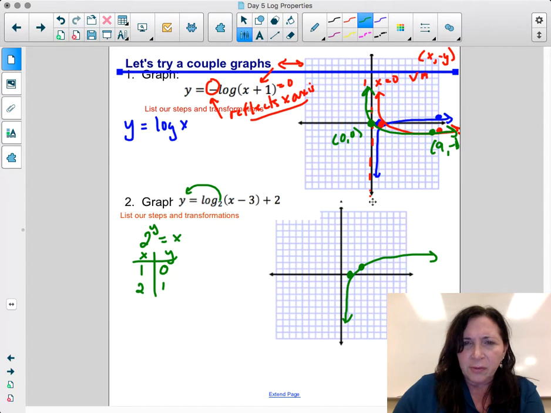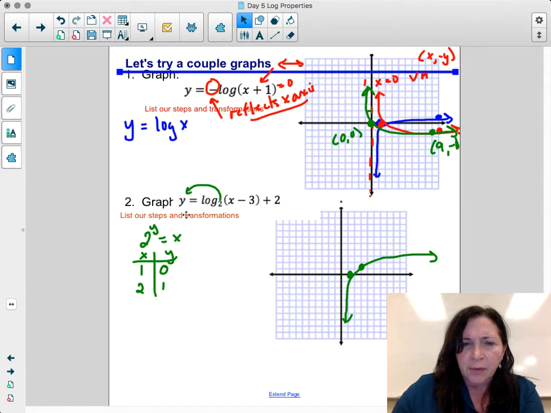Now, with this graph, there are no reflections, so usually you do your reflections first. But what I'm going to do is move this. See this -3? I'm going to move my graph 3 units to the right. So that's going to move over. You need to be very careful with your graph because when you move these over, your points should go with you.